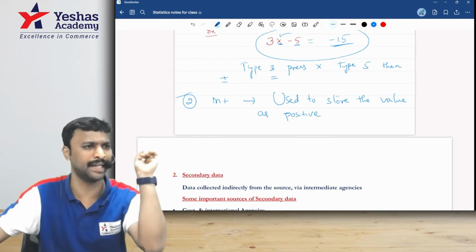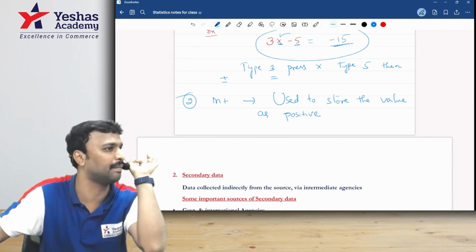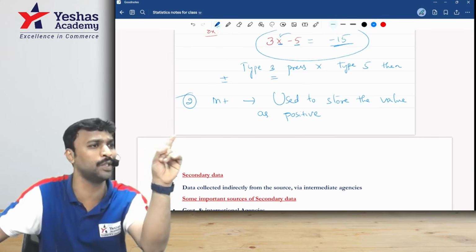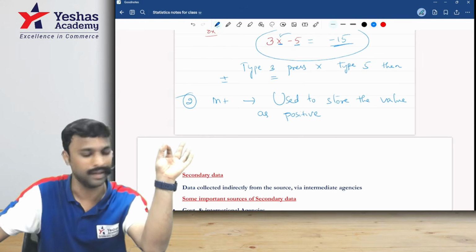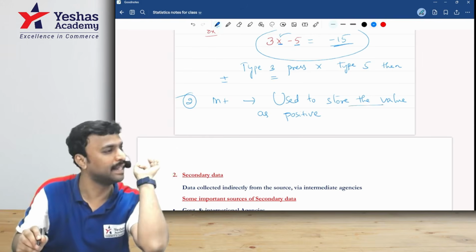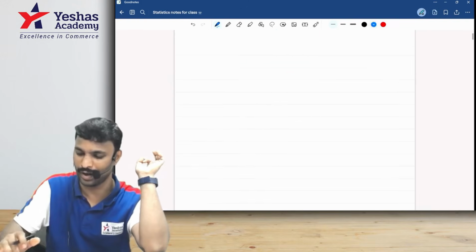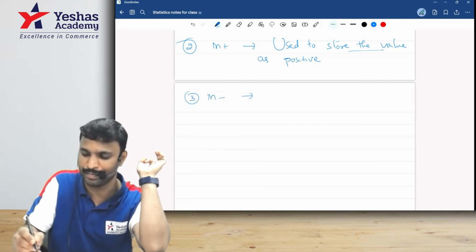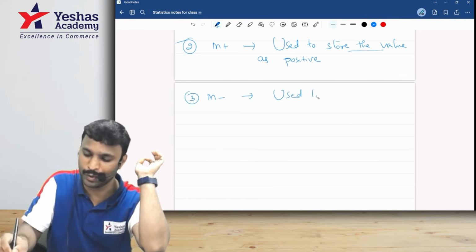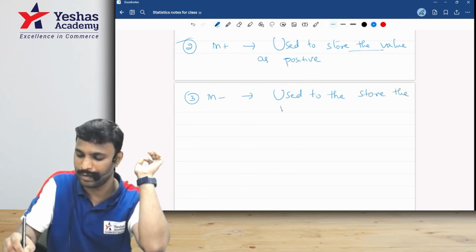I will give you examples later, but first of all, take down the introduction about each and every button. Clear? Everyone, M plus is to be used whenever you want to store the value in the memory as positive. There's one more button called M minus. Please take that down. M minus is used to store the value as negative.